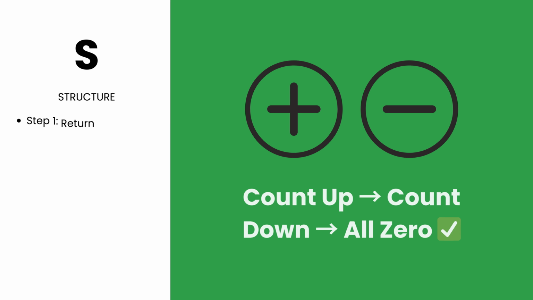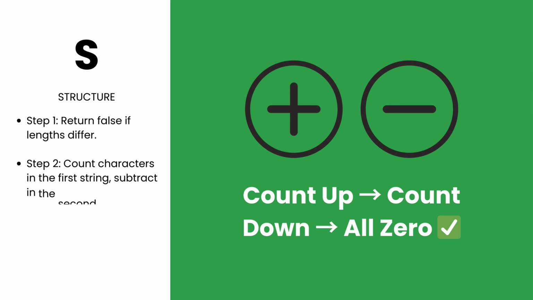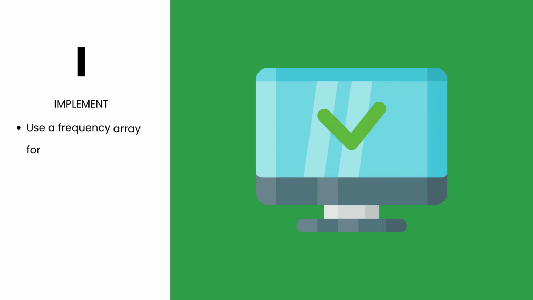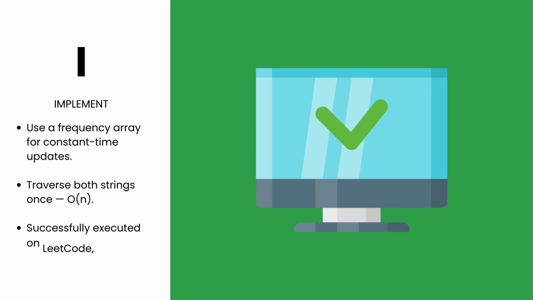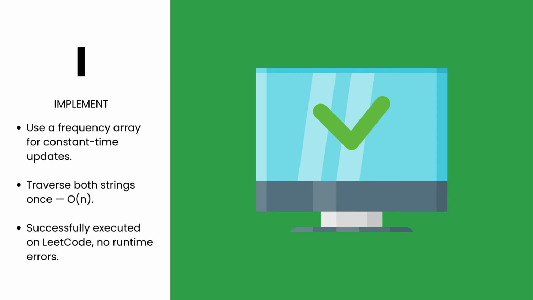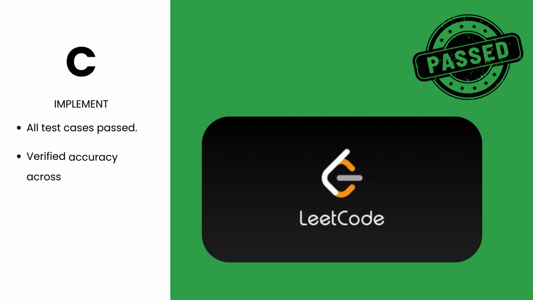Our logical plan was simple. If the two strings differ in length, they can't be anagrams. Otherwise, tally up character counts from the first string, subtract for the second, and ensure everything balances back to 0, meaning perfect character symmetry. We followed that logic step by step, ran it successfully on LeetCode, and the execution was flawless, no errors, no extra space wasted. After testing multiple cases, every result matched exactly as expected, confirming our logic handles all edge scenarios, from empty strings to repeated letters.